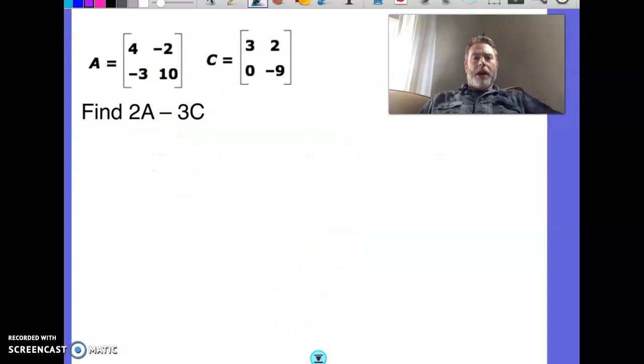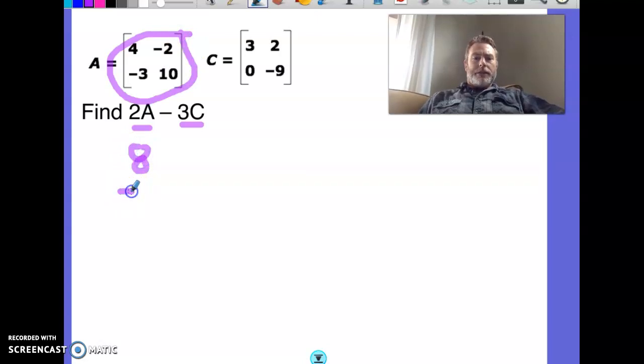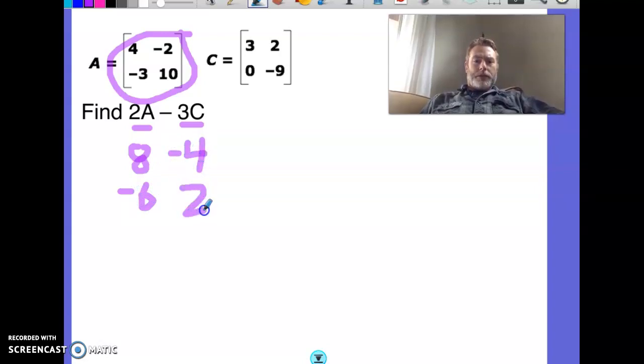Pretty straightforward. Now, if you have something like this, where it's 2A minus 3C, what you have to do before you can do the subtraction, you have to do the scalars first. So you're going to take this first matrix and double everything. So we'll just rewrite that here. So it's going to be 8, this is going to be minus 6, minus 4, 20. I'm going to draw my brackets around it.